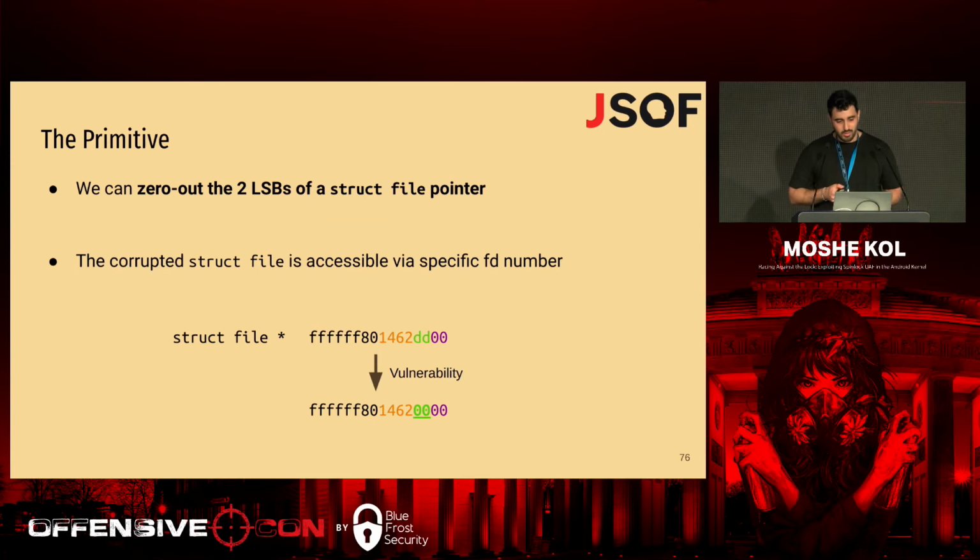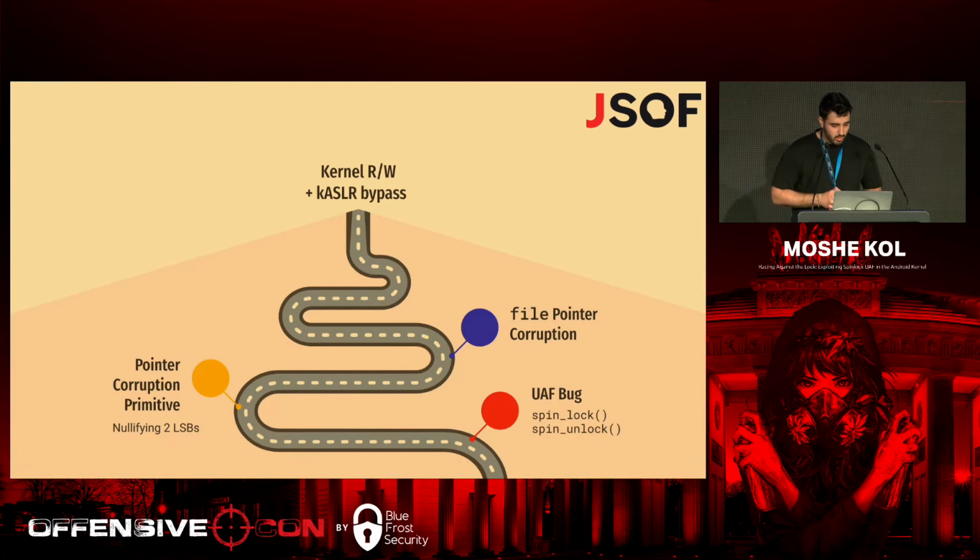So that's cool, and we got a primitive that can zero out the second least significant byte of a struct file pointer. Further, this struct file pointer is accessible to us from user space via a specific FD number that we know. So now we are getting closer. What we want to do now is to figure out what we can do with such a corruption.